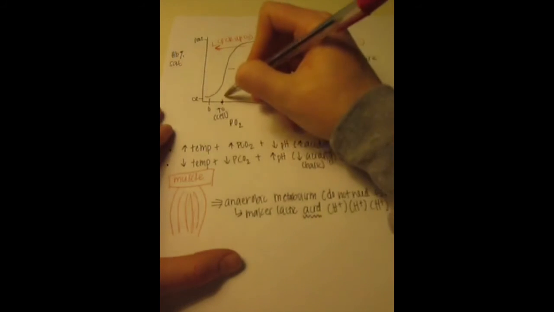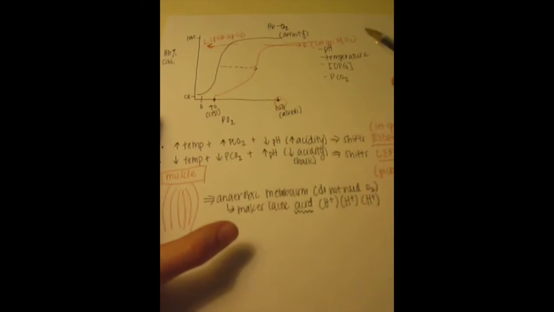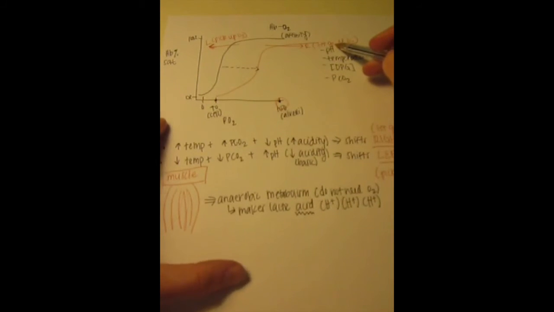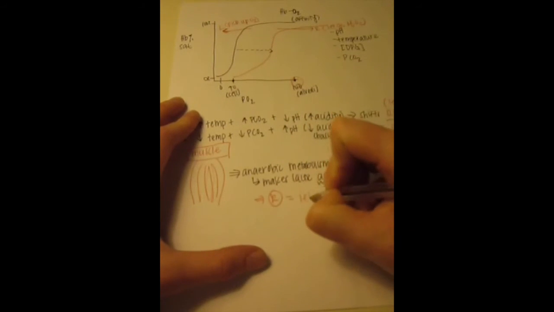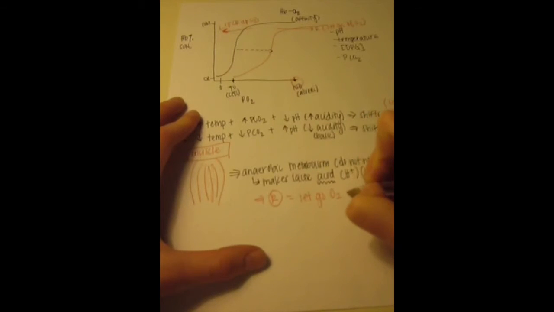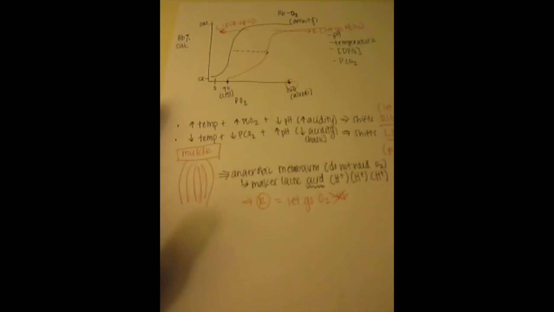So if we see that this is going to shift to the right, shifting to the right means it's easier to let go of oxygen. So it shifts right, which means it's easier to let go of oxygen. We kind of break this little bond right here, and the hemoglobin will let go of some of its O2. So the curve shifts right, it's letting go of oxygen.